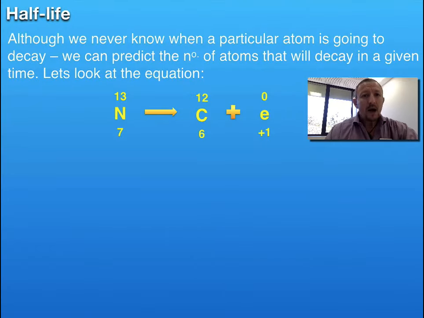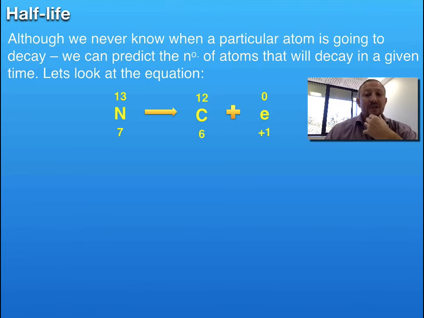So, half-life, as we know, is the time taken for half the number of atoms to decrease. So if you've got a half-life of 5,000 years, it's going to take 5,000 years for half the number of atoms to decay or transmute into their subsequent elements. Although we can't say it's definitely going to happen, we can predict what's likely to happen via the various equations. So let's look at this equation we've got here.